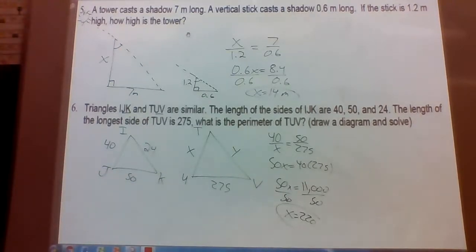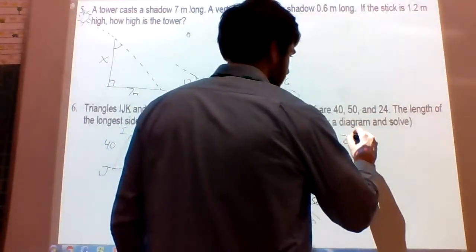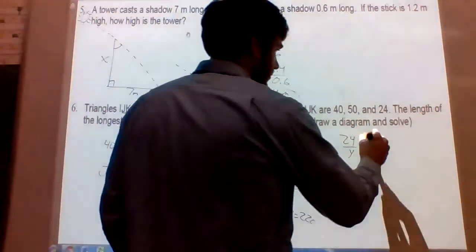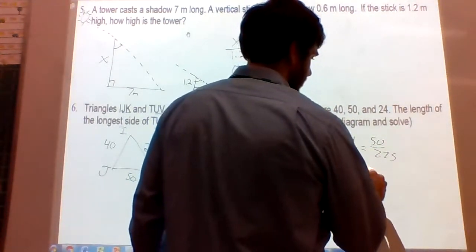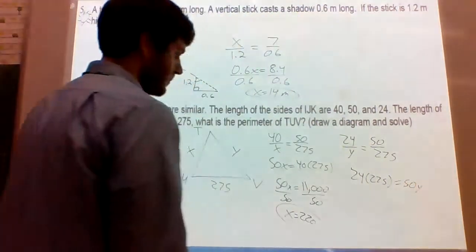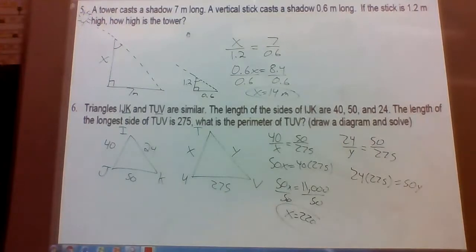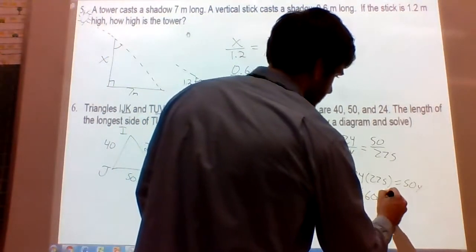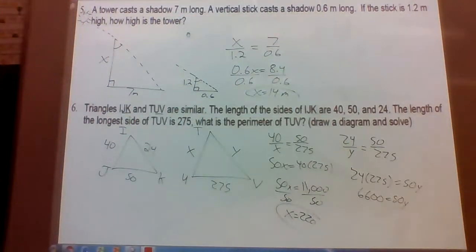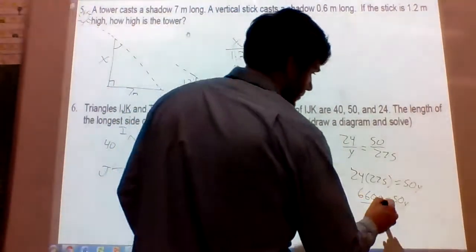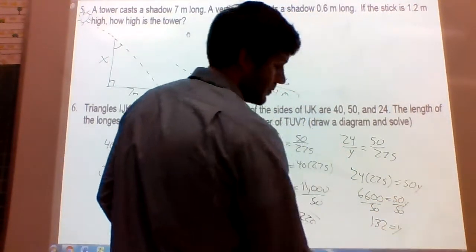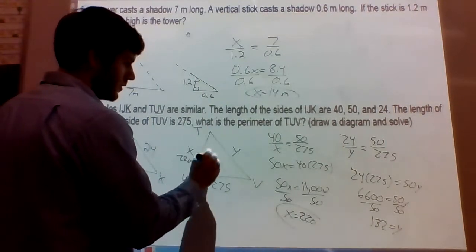Then we need to set up a proportion to find Y. So 24 and Y are corresponding. So 24 over Y is going to equal 50 over 275. Cross multiply, 24 times 275 equals 50Y. 24 times 275 is 6,600. If we divide both sides by 50, we get 132 equals Y. So this is 220 and then 132.